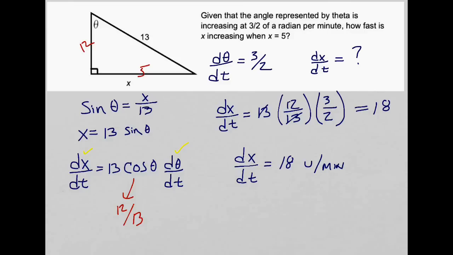As long as theta is increasing by 3/2 of a radian per minute, the rate at which x is changing is going to constantly change, but when x is equal to 5, at that instant, it's changing by 18 units per minute.